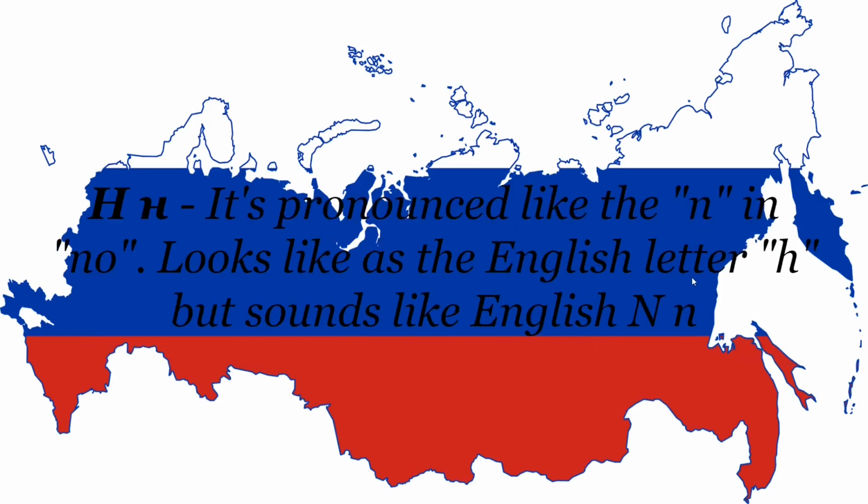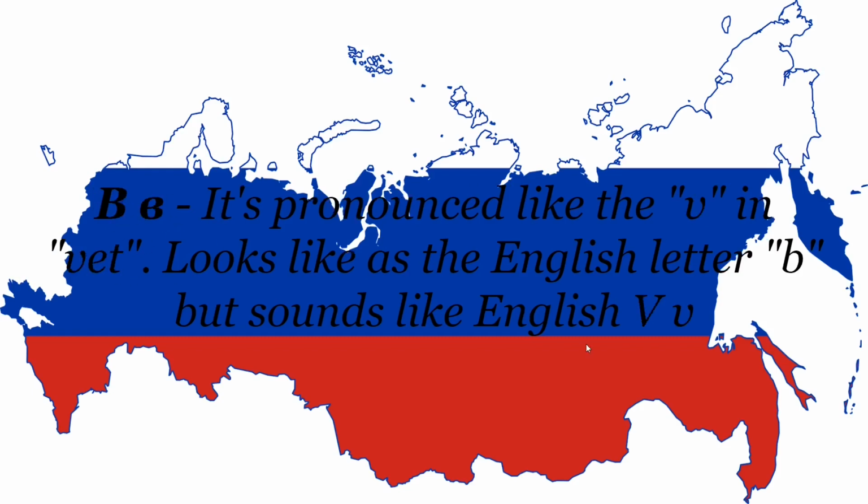Moving on, we have what looks like an H, but is actually an N. Whenever you see an H in Russian, it's actually an N sound, as in the word no. Next we have the letter B. This isn't the letter B, it's the letter V in Russian, so it makes the V sound, as in vet.